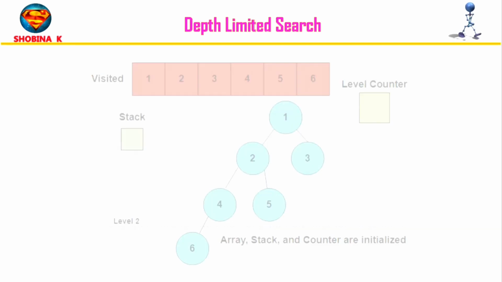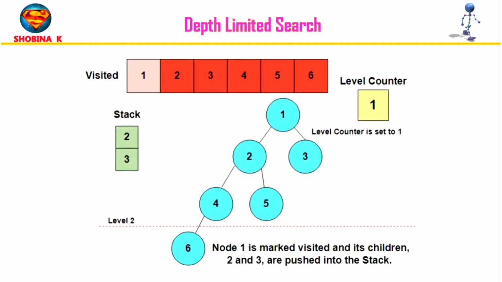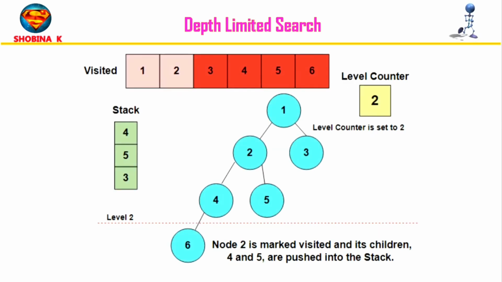We follow the normal DFS and start with the root node 1 at level 0. We mark it visited and add its child nodes 2 and 3 to the stack. And we increment our level by 1. Node 2 is at the top of our stack. We add its children nodes 4 and 5 to our stack. And now we increment our level by 1. So our level counter is now 2.